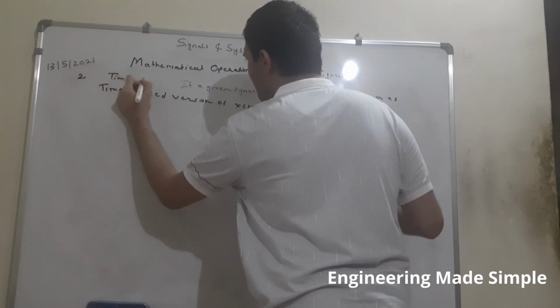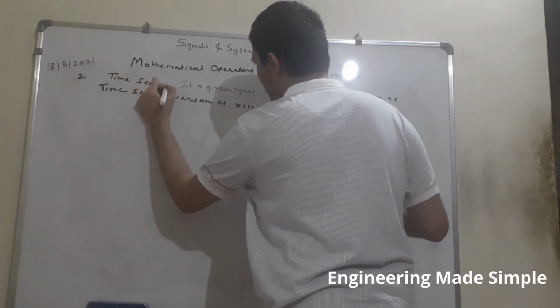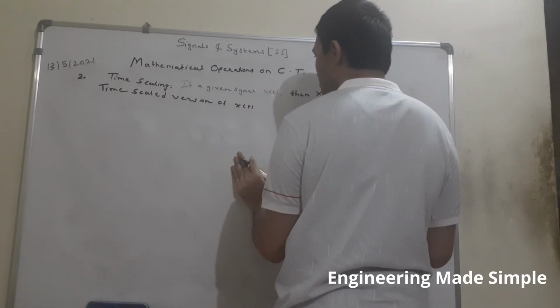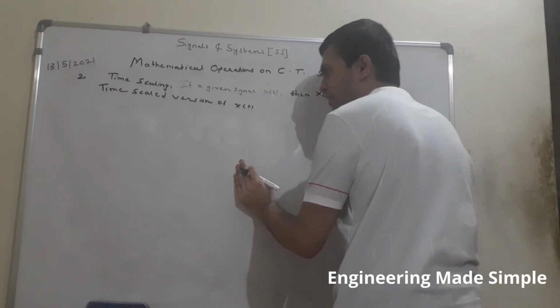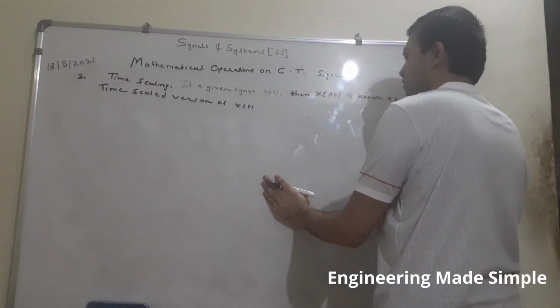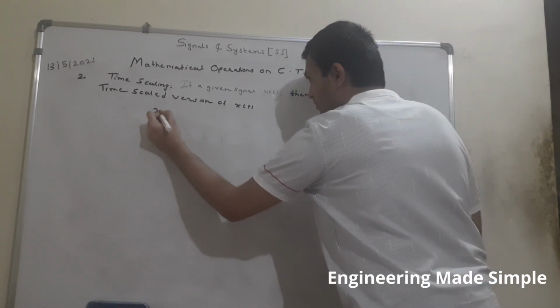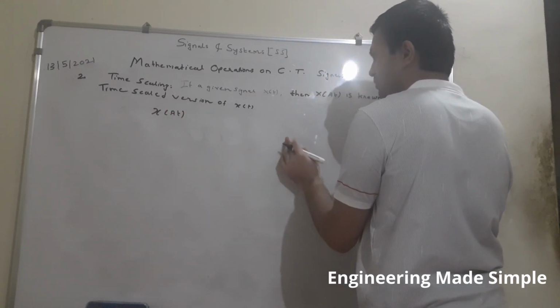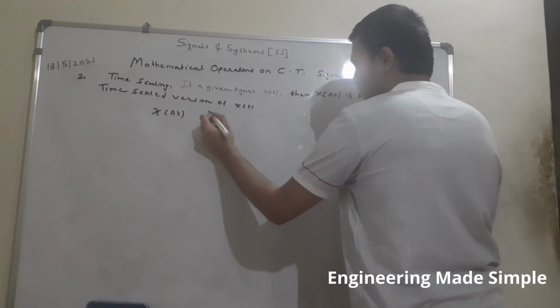Time scaling. So now this is time scaling. Here also I said we have two types. As we know, x of at is the time scaled version of the given signal x of t. But now there are two cases.